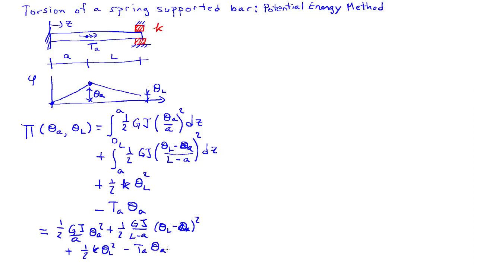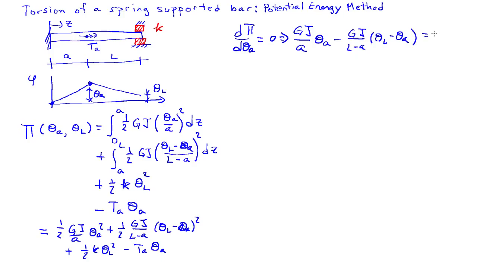So for equilibrium, pi must be stationary, so that tells us that d pi d theta A has to equal 0. And if we go ahead and take those derivatives, we'll have GJ over A theta A minus GJ over L minus A times theta L minus theta A, and then equals T_A.